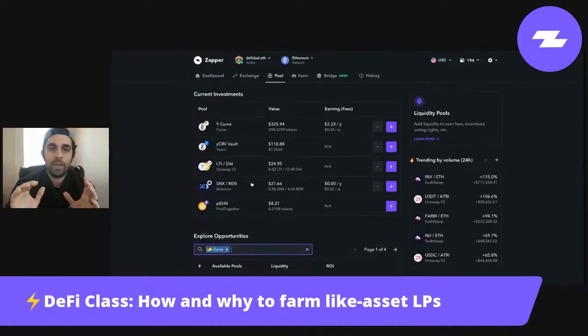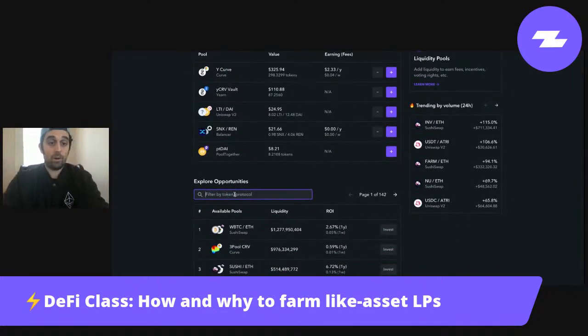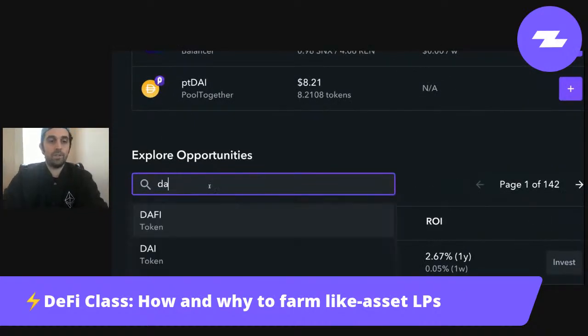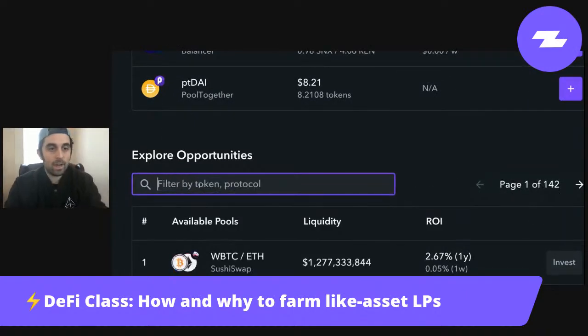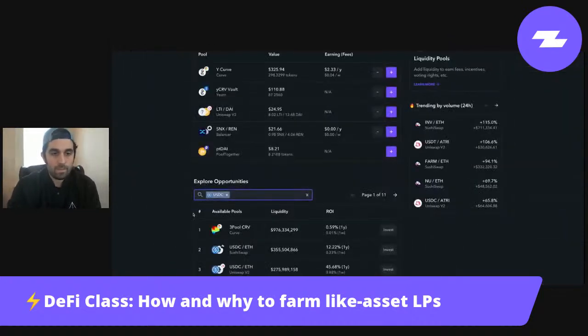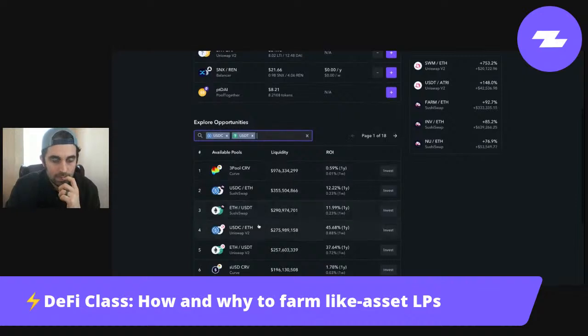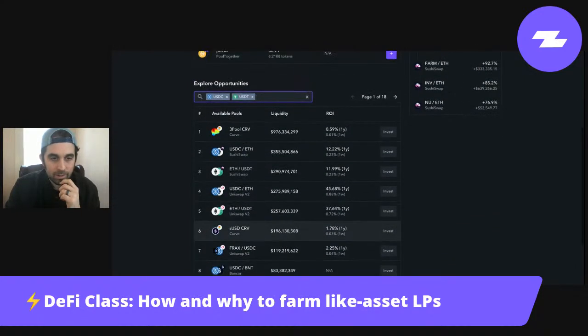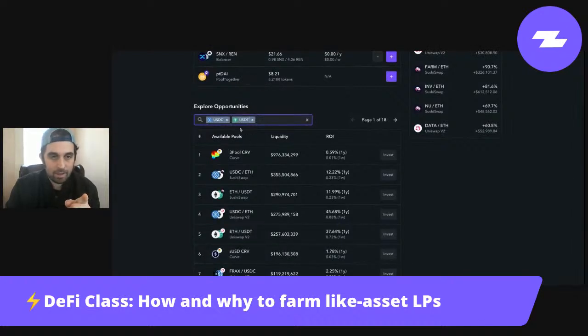So I would say the key takeaway here then is, if you go to Zapper.fi/invest, I would check out Curve. Just look up the Curve protocol here. Another thing one could do is look up DAI, or USDC. Let's see, if I look up USDC and Tether, I'm not going to be able to filter. That's right, I can't filter by opportunities that are only USDC and Tether. It combines all of those search results.